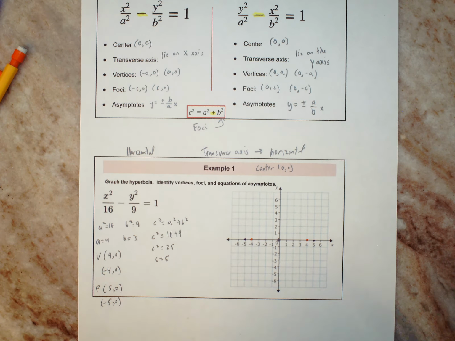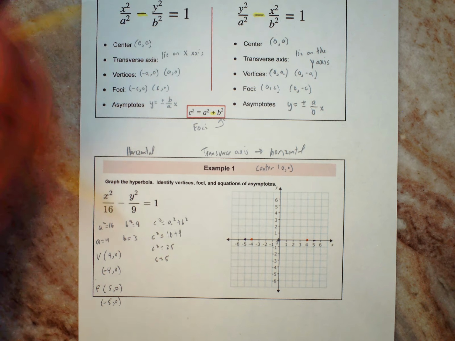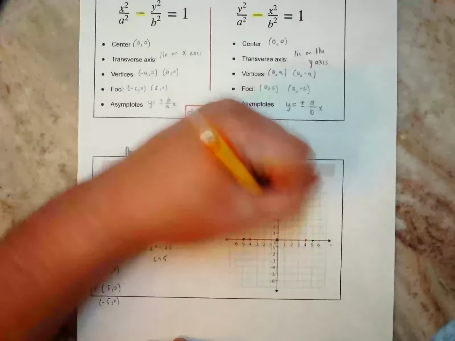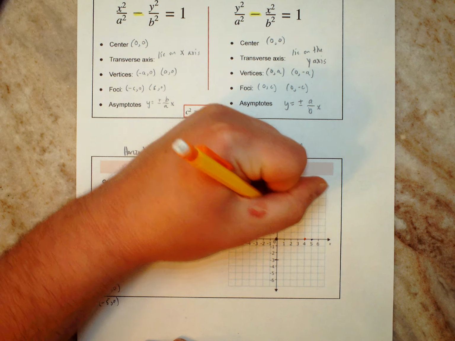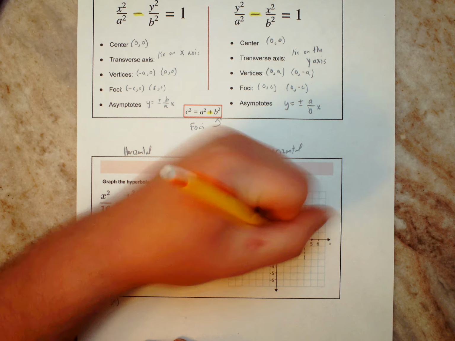All right, so now we're going to make what we call a box. The way we're going to make the box is to go around the A values and the B values. So the B value is 3. So I'm going to put a little dash here at 3 up and 3 down. And now you're going to make a box all the way around through the A and the B.